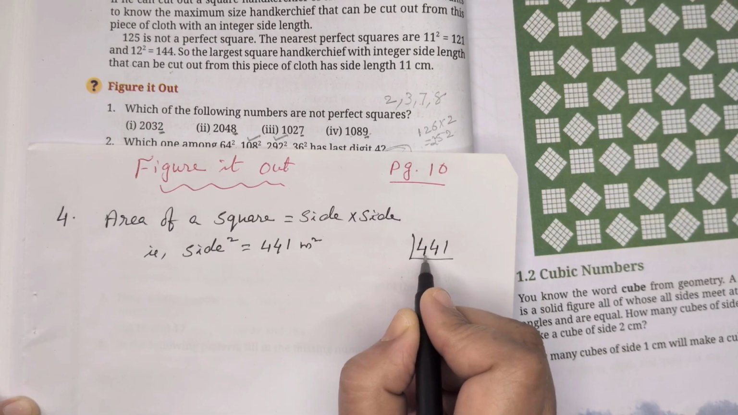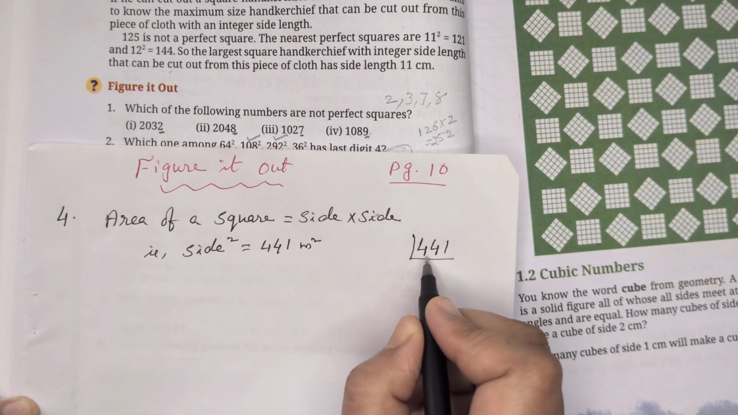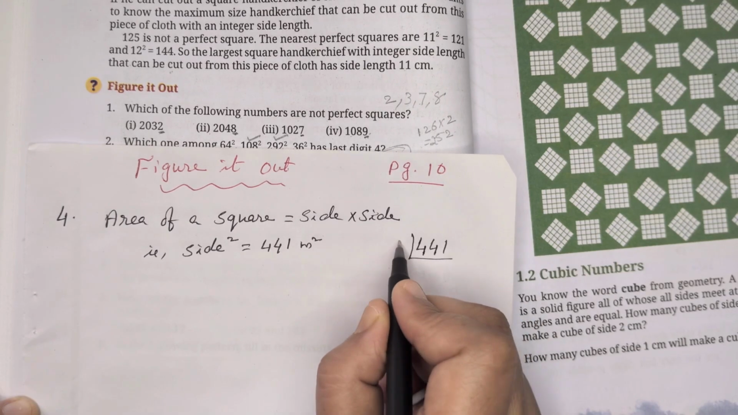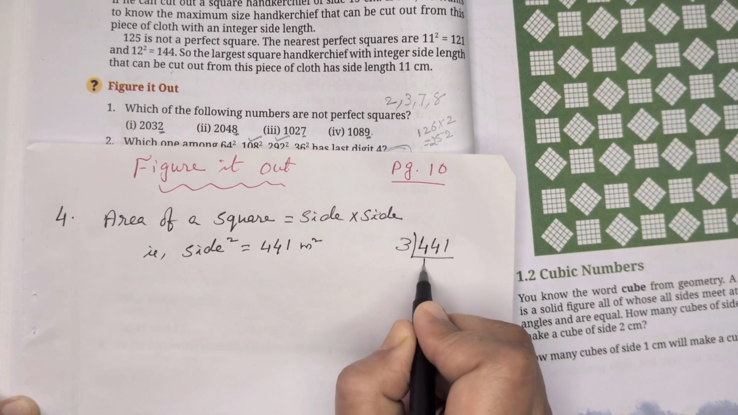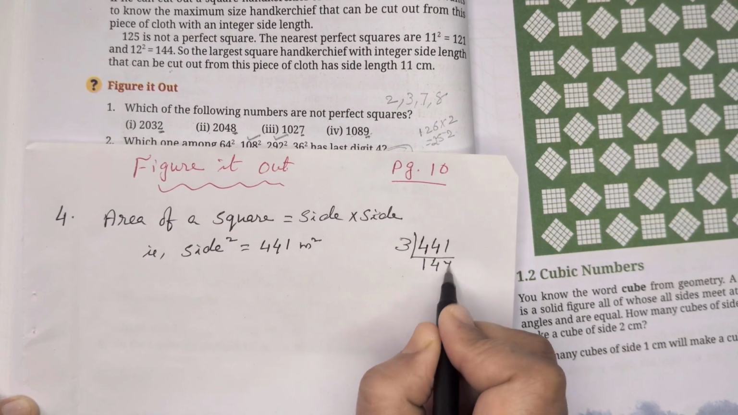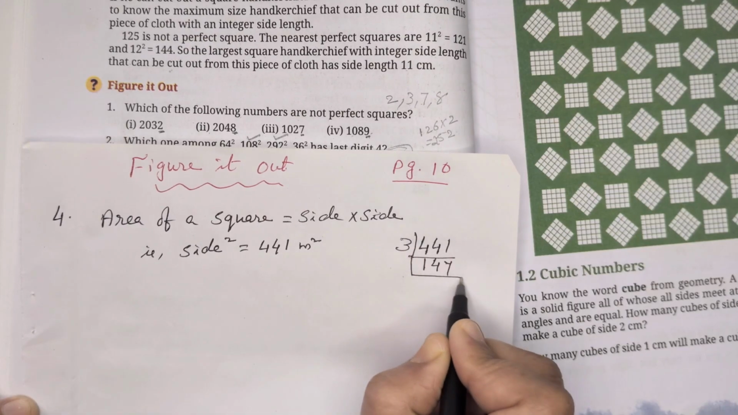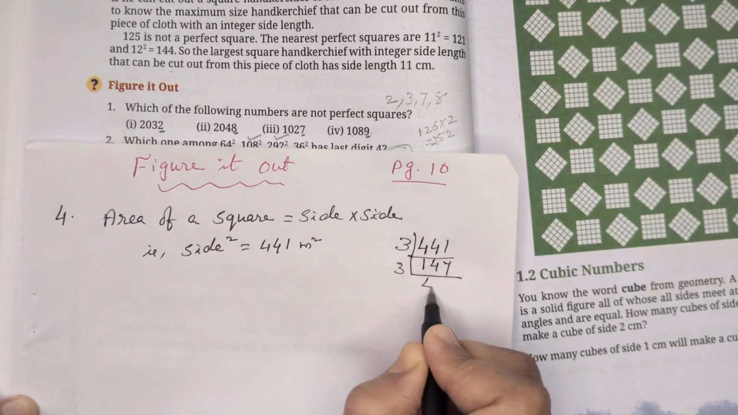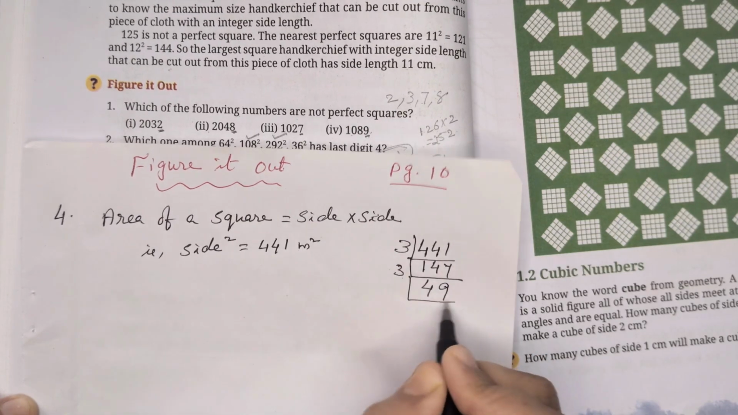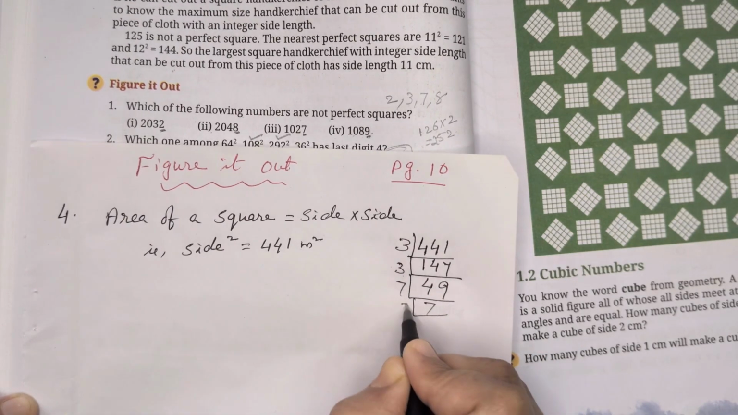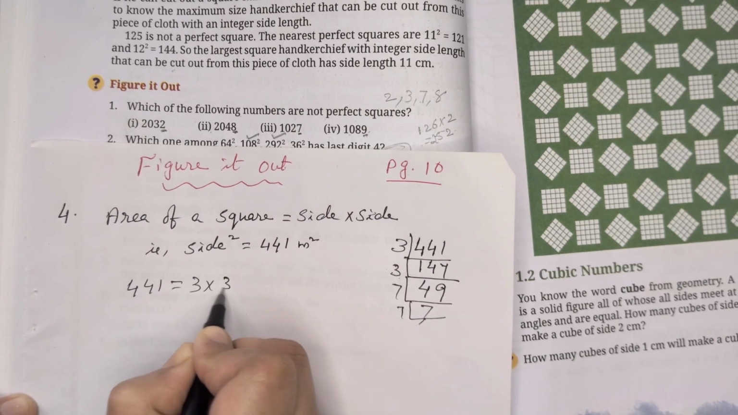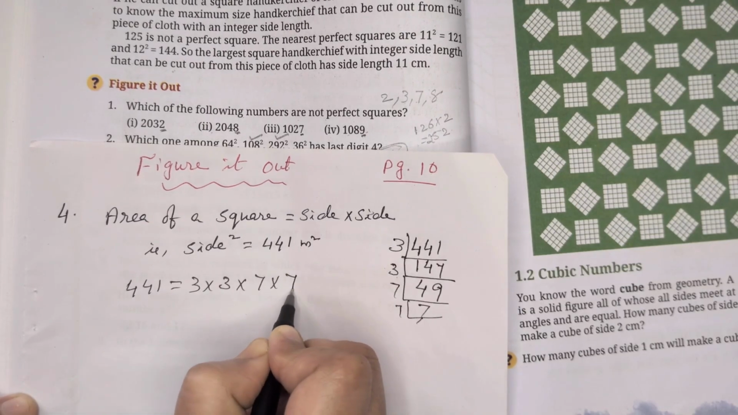Here we cannot divide by 2, the first prime number, so next we try 3. By the divisibility test, 4 plus 4 is 8, 8 plus 1 is 9, which means we can divide by 3. 3 times 147, and again 3 times 49, then with 7. So we can write 441 as 3 into 3 into 7 into 7.